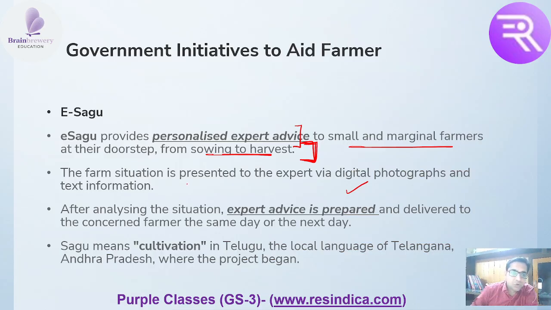The focus is on the Telugu area, in Telangana and Andhra Pradesh. This project has begun there. It is called Sagu. Sagu means cultivation. So they will be telling you about it from the starting till the end.